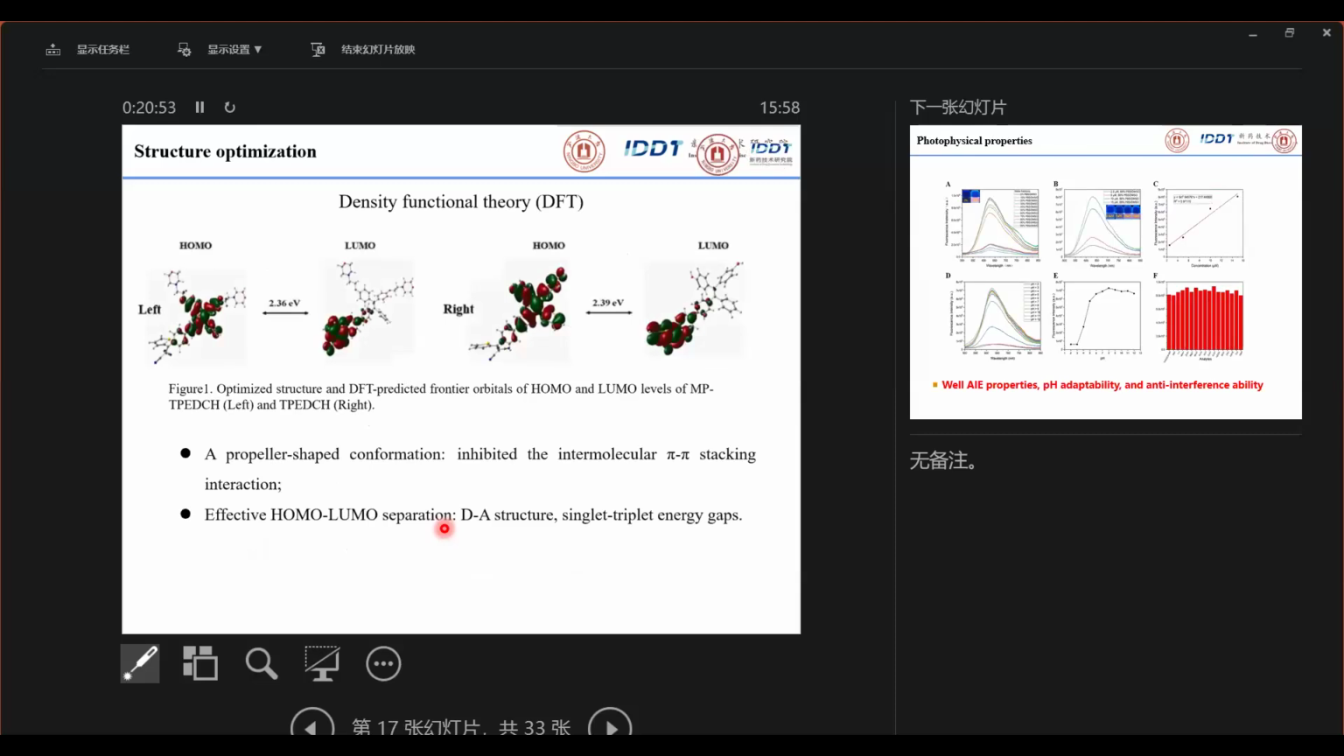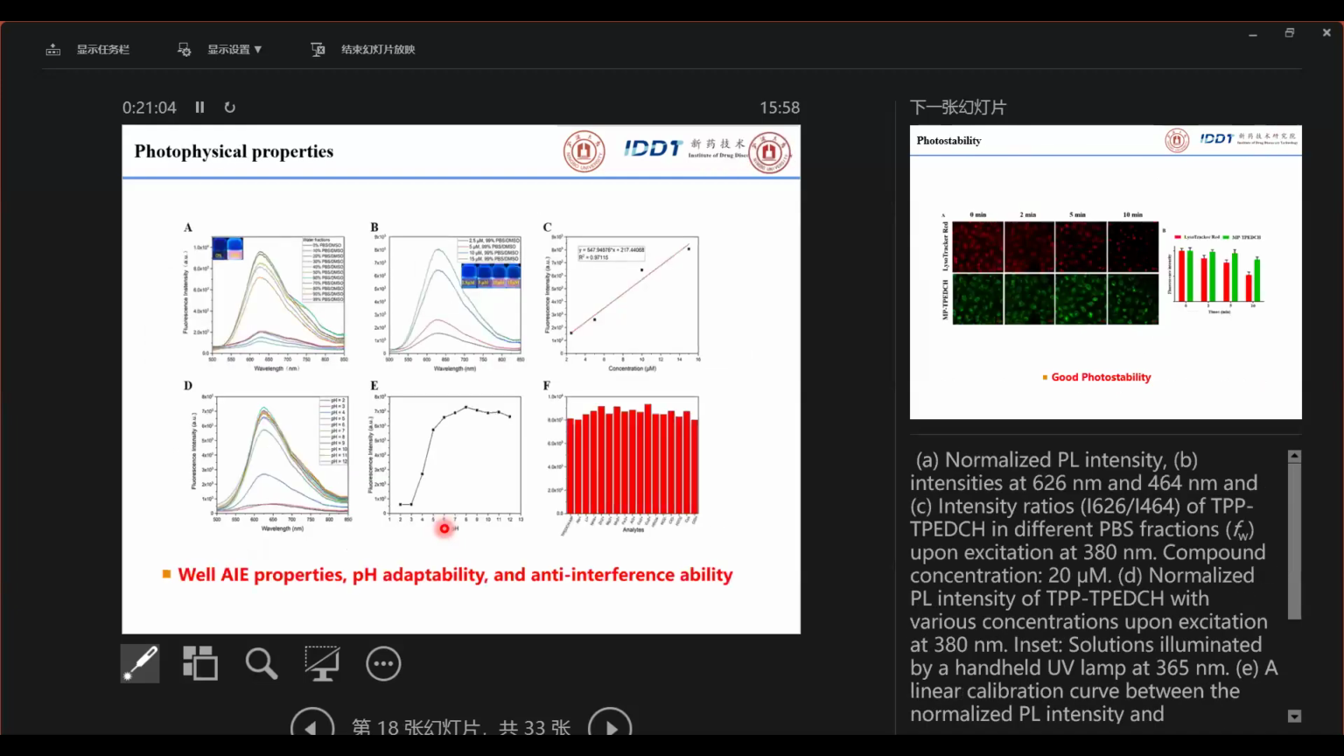And also we use DFT calculation to have a better understanding of its conformation. This is the normal characterization of properties. And to see well about these properties, this probe has very good AIE properties. This is called aggregation-induced emission. Normally for a fluorophore, when it is in aggregate solution, or aggregates in solid, or in high concentration, usually the light is quenched by photobleaching.